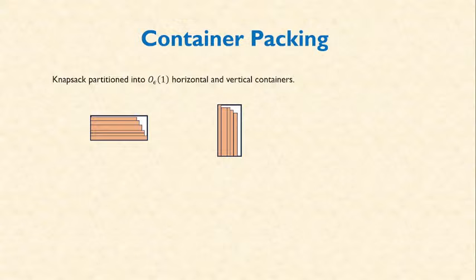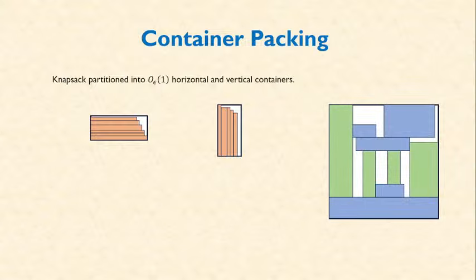A container packing is a packing where the knapsack is partitioned into a constant number of containers. So we have horizontal containers and vertical containers, and in horizontal containers, a subset of horizontal items are just stacked one above the other. Similarly, inside a vertical container, a set of vertical items will be stacked one beside the other. The advantage of doing this is that the interactions between these horizontal and vertical items are now completely absent. Intuitively, we have transformed this two-dimensional packing problem into a constant number of 1D knapsack problems.